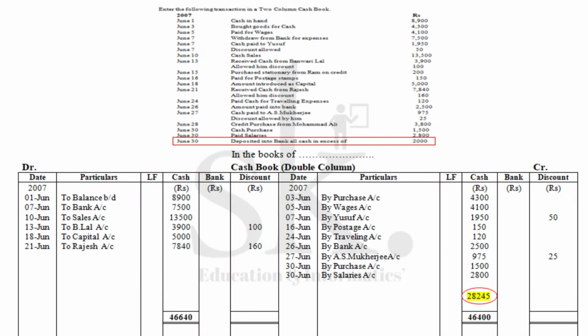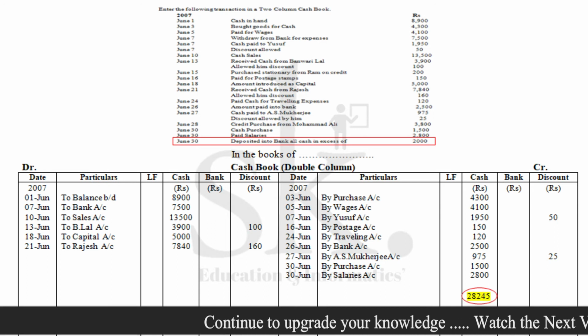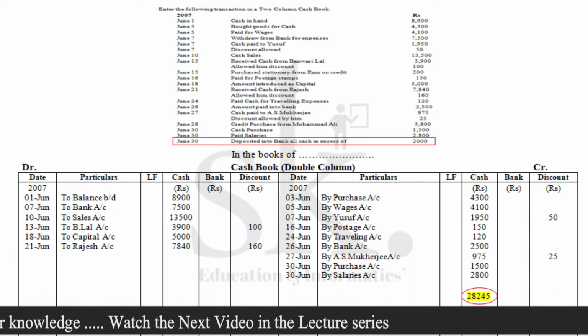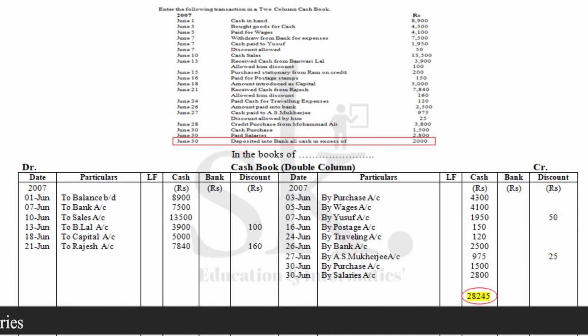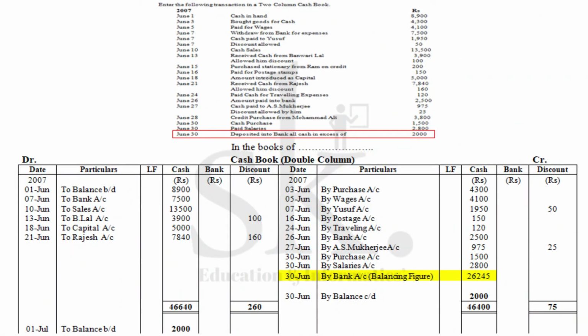On 30th of June, deposited into bank all cash in excess of rupees 2,000. What does it mean? It means the company wishes to keep rupees 2,000 as liquid cash balance in their cash book. If we add up the debit side, it comes to 46,640. And if we balance the credit side, we find 28,245 is coming as a balance. Now, as per the policy of the company, they wish to keep rupees 2,000 only in hand. So 28,245 minus rupees 2,000, which is 26,245, has to be deposited in bank.